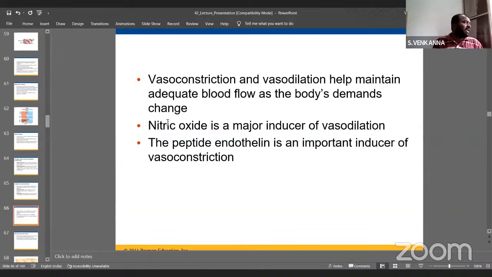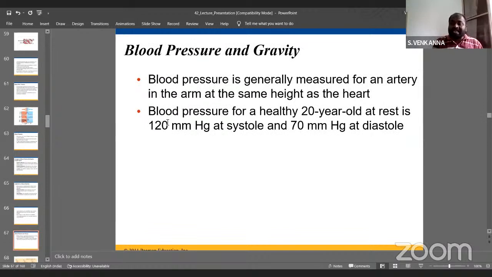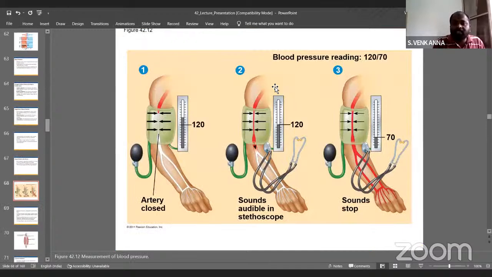The regulation of heartbeat depends on the hormones, the blood pressure and gravity. The blood pressure is generally measured in the arterial in the arm at the same height as the heart. The blood pressure for a healthy 20 years old at rest is 120 millimeters of mercury at the systole and 70 at diastole. So here the blood pressure reading is 120 by 70. The meter name is the sphygmomanometer.